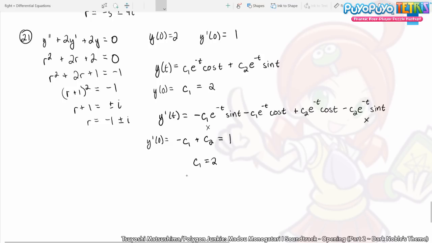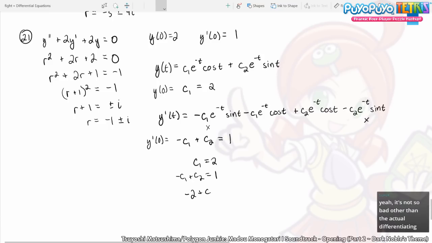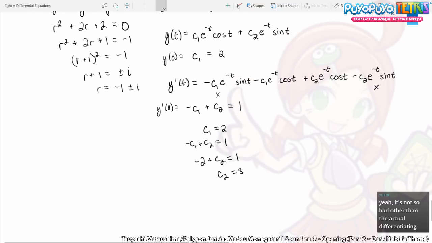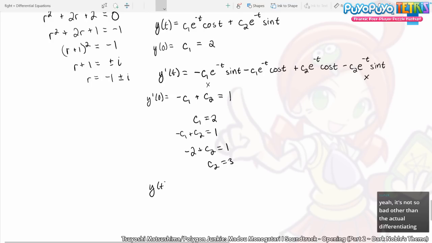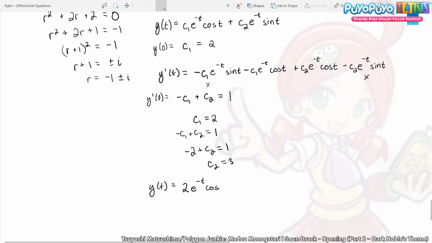Well, C1 equals 2, and then negative C1 plus C2 equals 1. Then negative 2, 3. Okay. Huh. I got it right. Okay, I can do the next one.